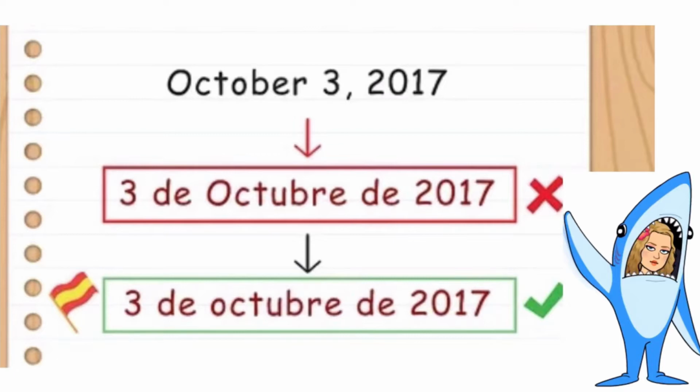It's important to note that the number of the day comes first in Spanish. We use the word de, which means of. So we're saying the 3rd of October of 2017. Another thing that's important to note is that the month is not capitalized in Spanish like it is in English.